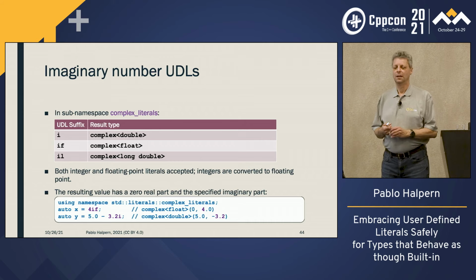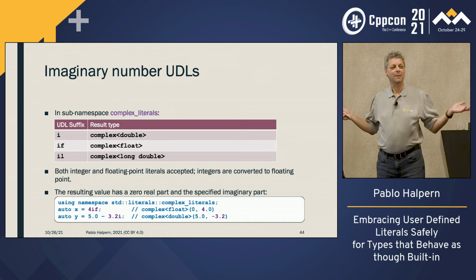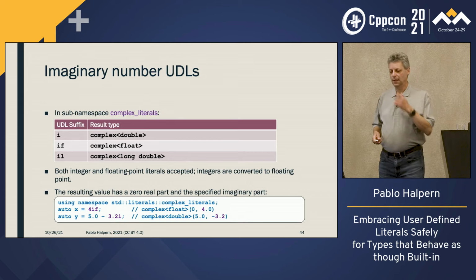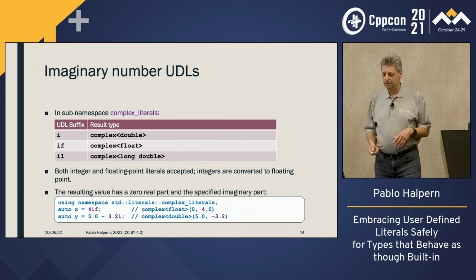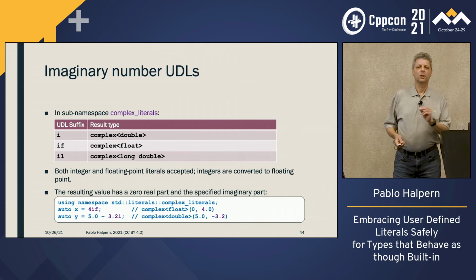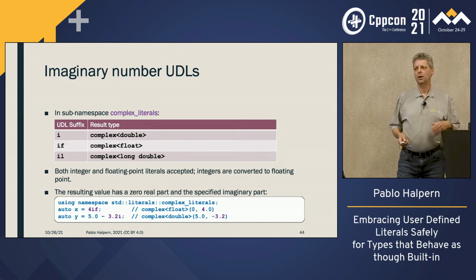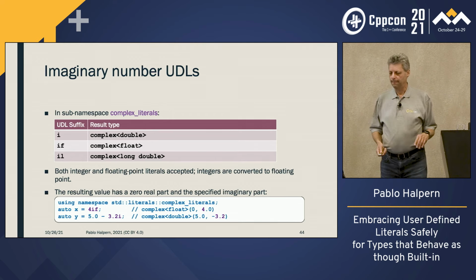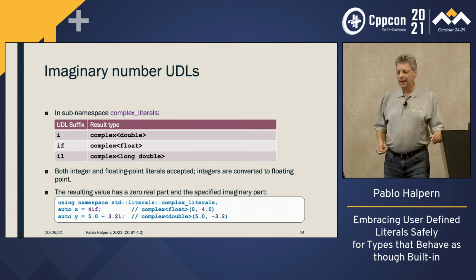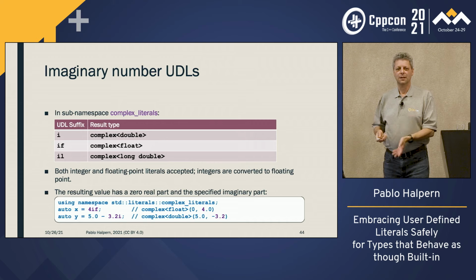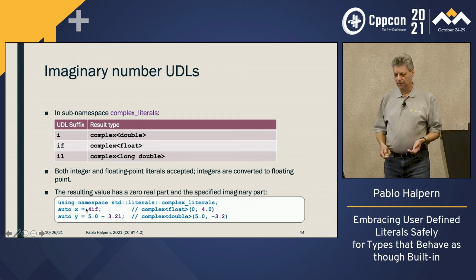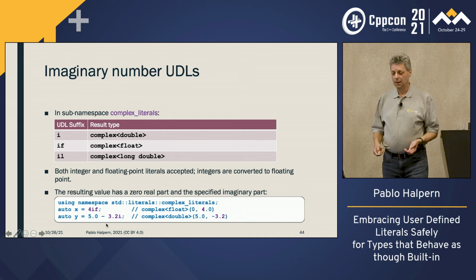Imaginary numbers. Wow, it's like math, right? i, if for float, il for long double, otherwise you get double. It works for both integer values and floating point values, but it always returns a floating point complex number. The complex number it returns has a 0 real part, and the imaginary part is set to whatever the value should be. So 4if is simply a complex float with a 0 real part and a 4 imaginary part.